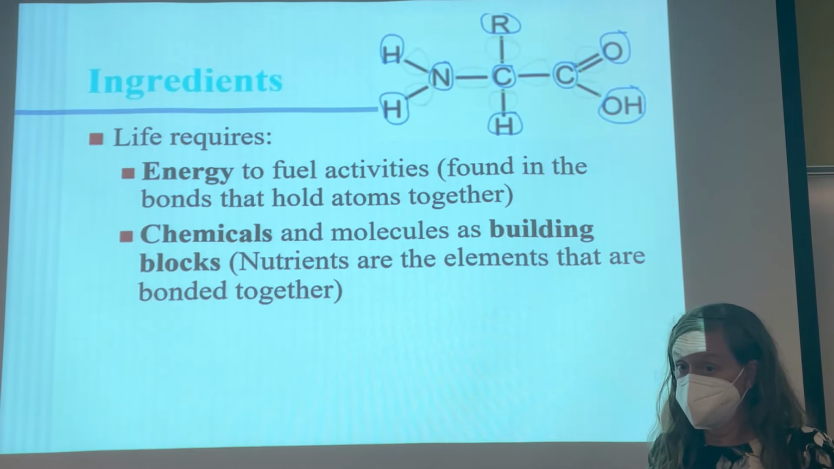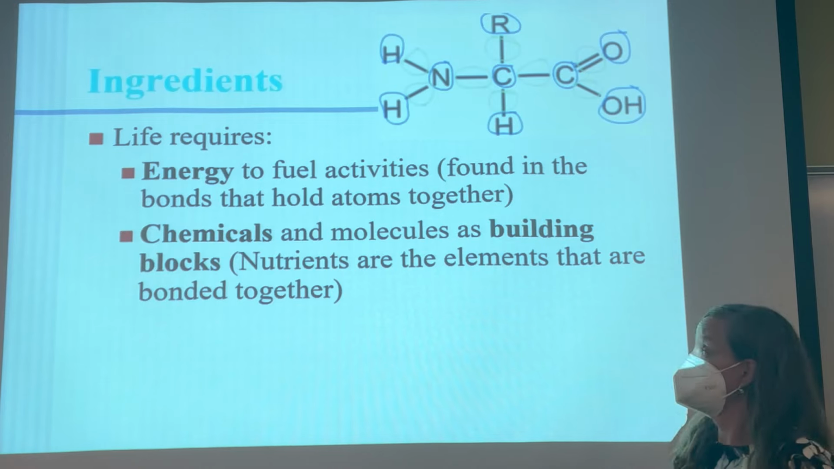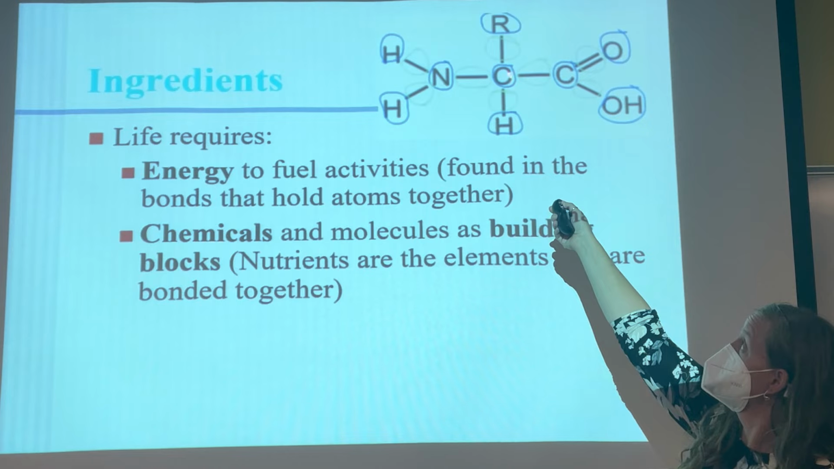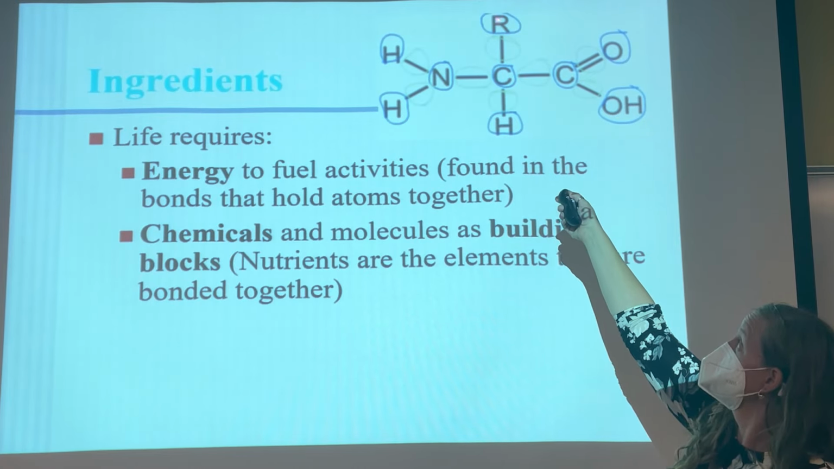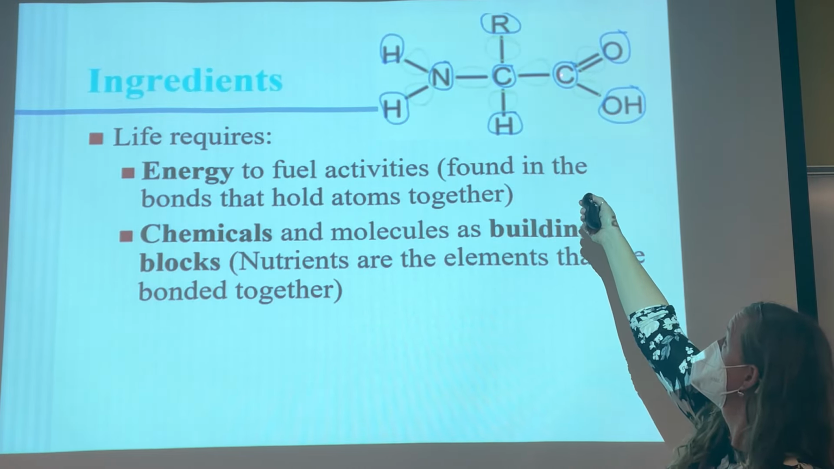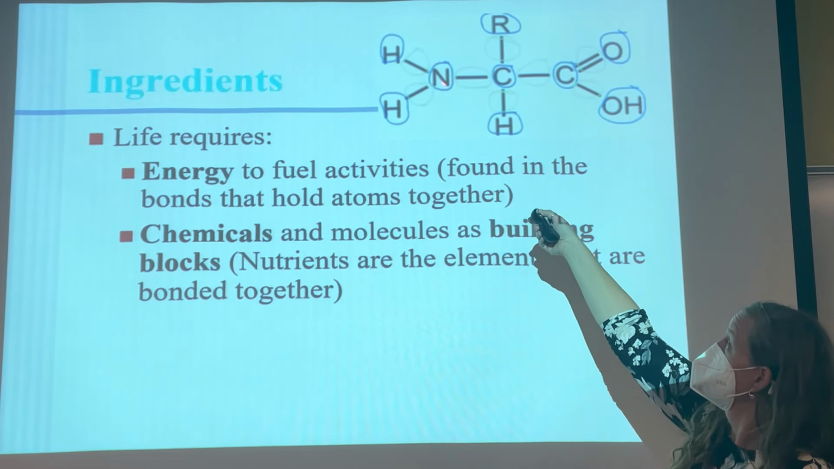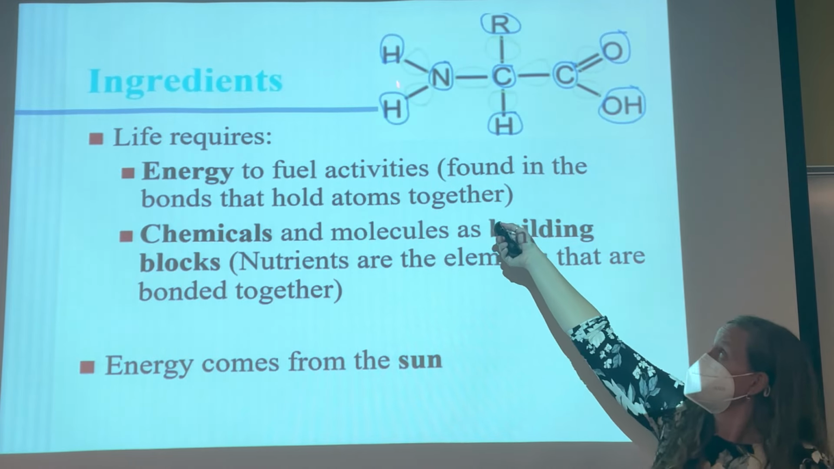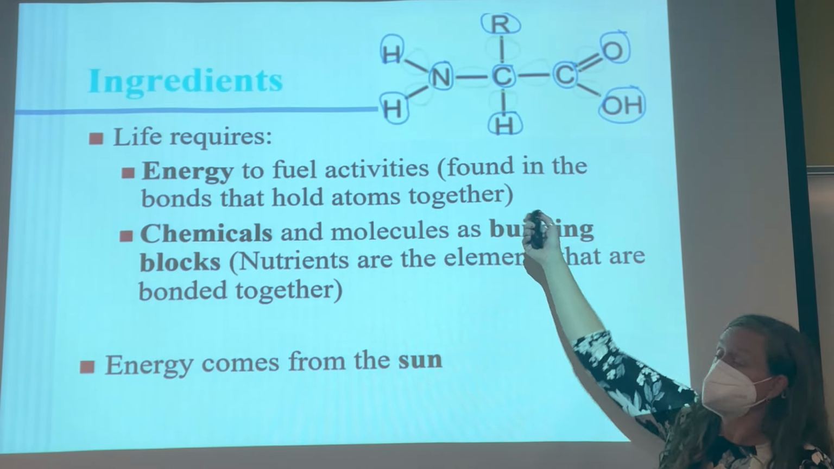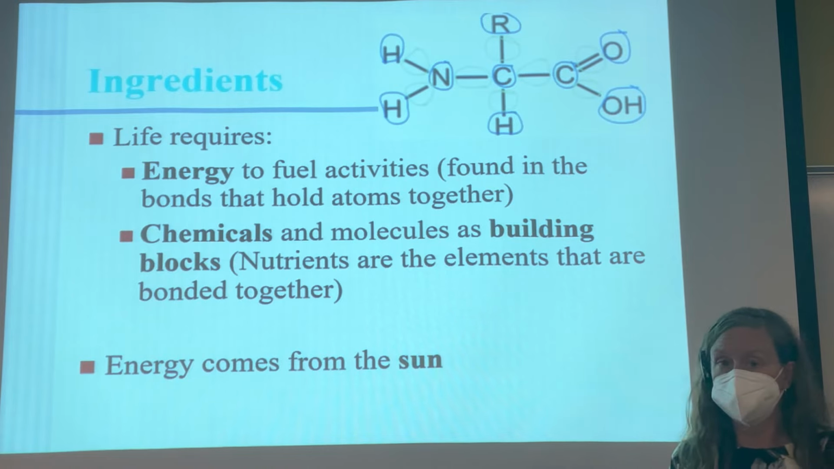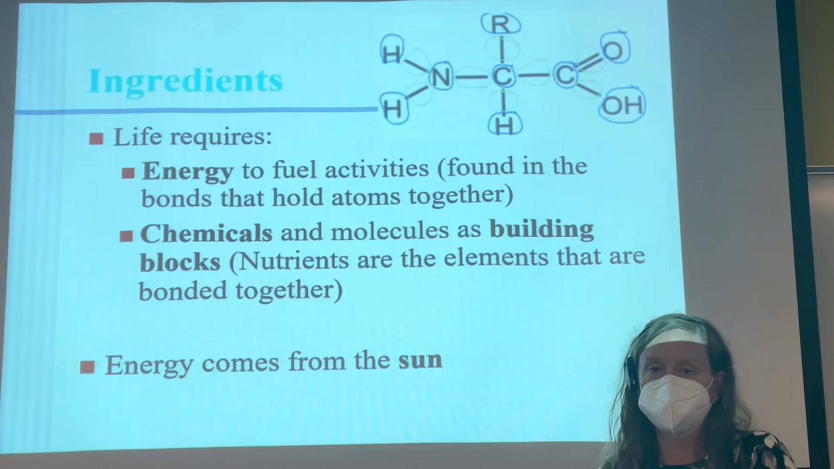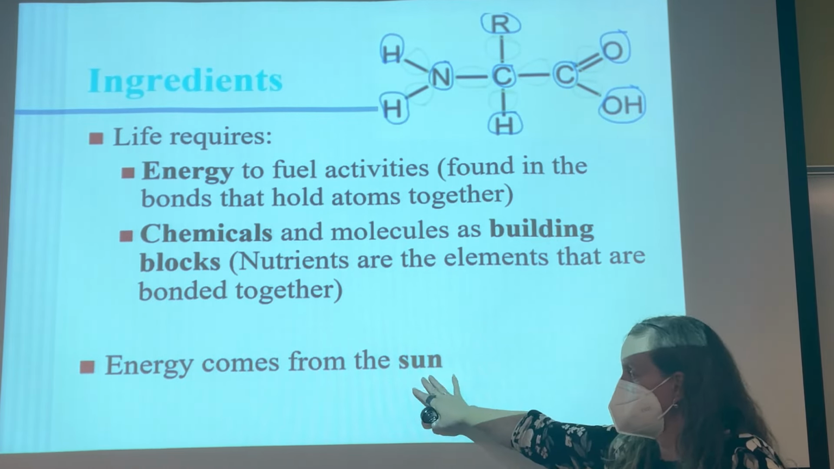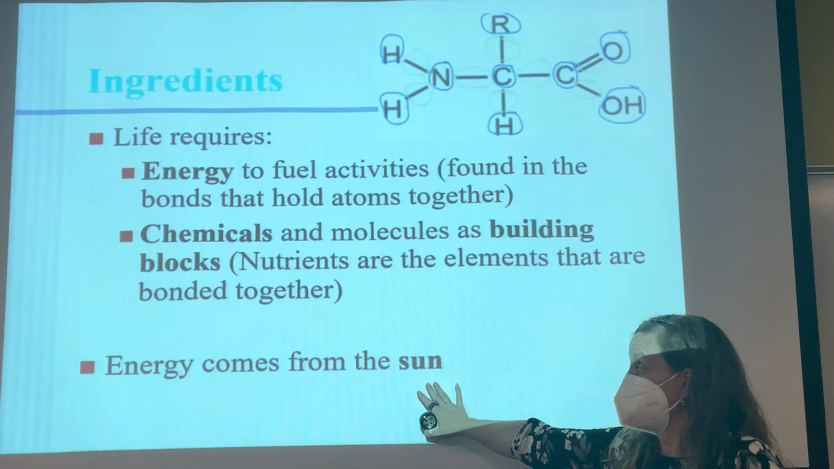The chemicals, those are what we would refer to as the nutrients. And those are the building blocks. So the hydrogens, the nitrogens, the carbons, other parts of a molecular compound, those are all of the nutrients. Where do we get these parts, the bonds? That energy ultimately on Earth comes from the sun. There are other ways that we can get energy, but for our simple purposes in this class, we're going to talk about energy mainly coming from the sun.